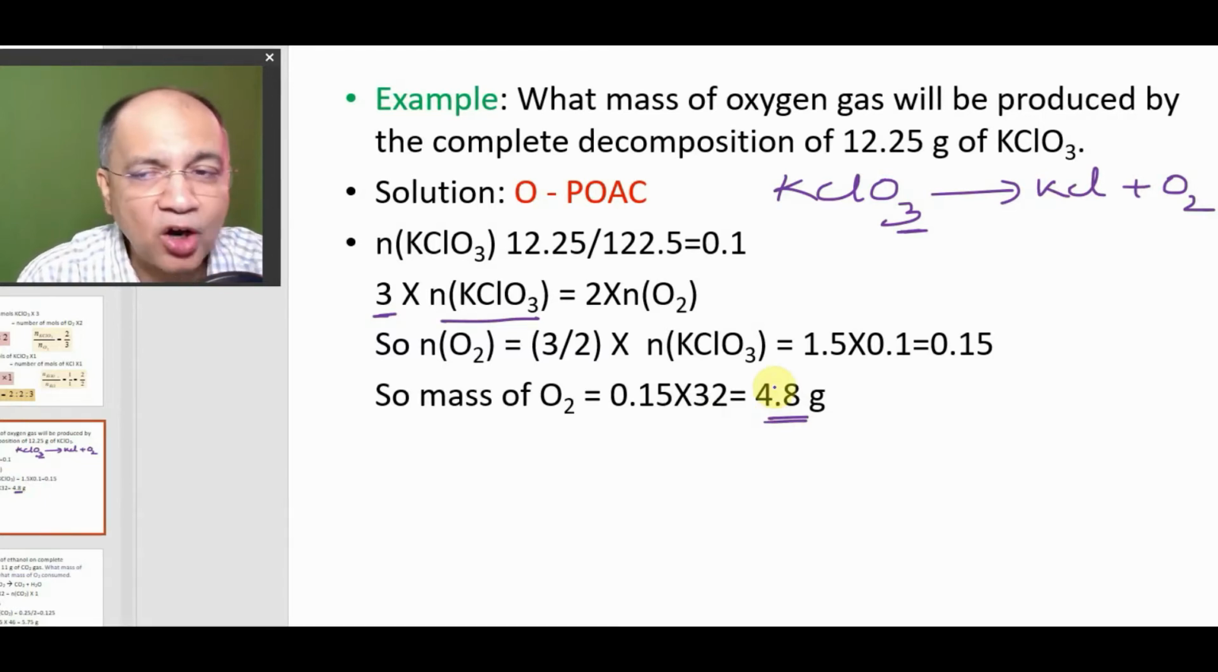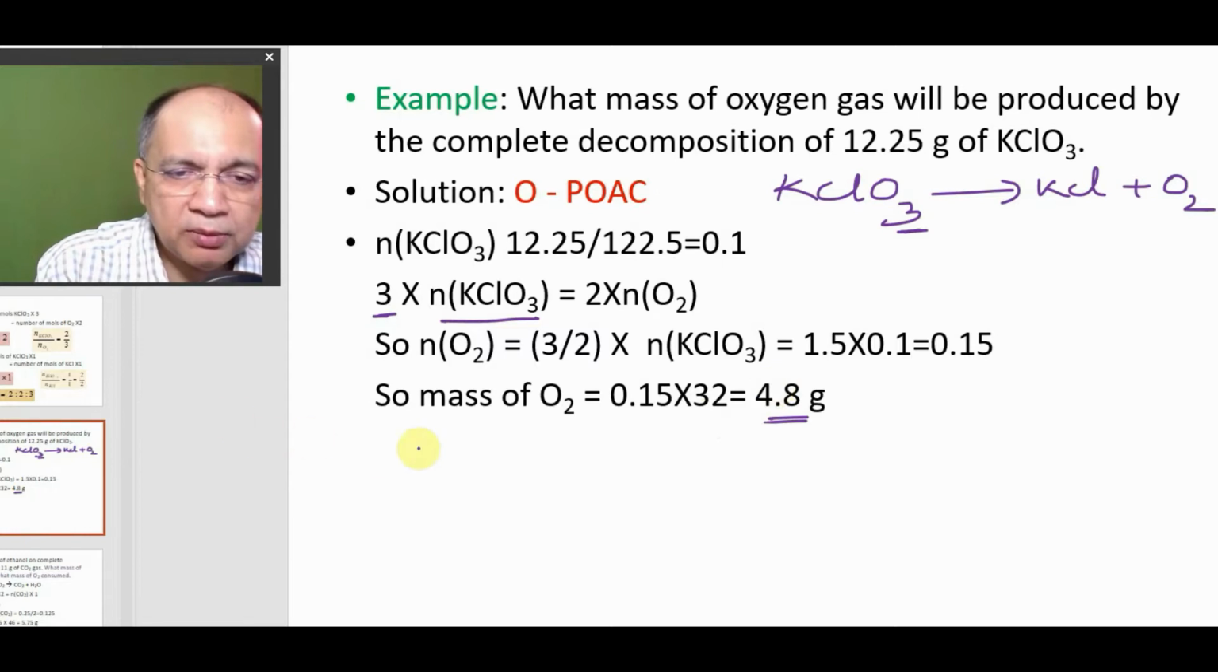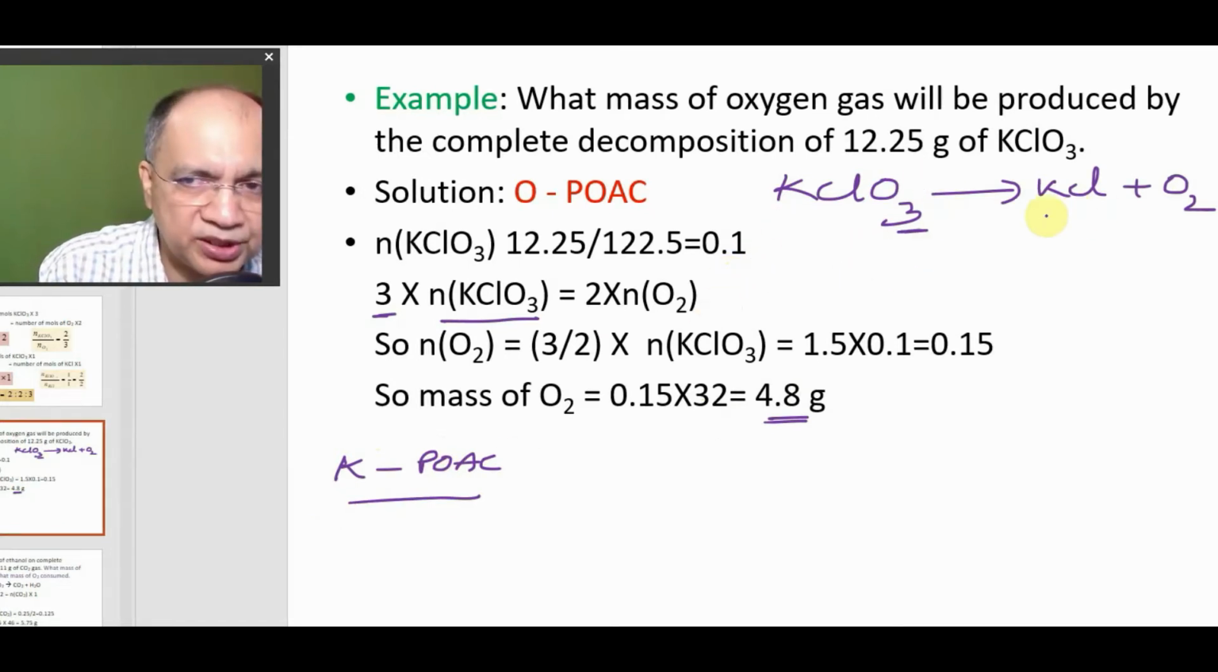Had you been asked how much KCl would have been obtained, then you would have used potassium POAC. You are not asked here, but supposing you would have been asked, find the mass of the residue.